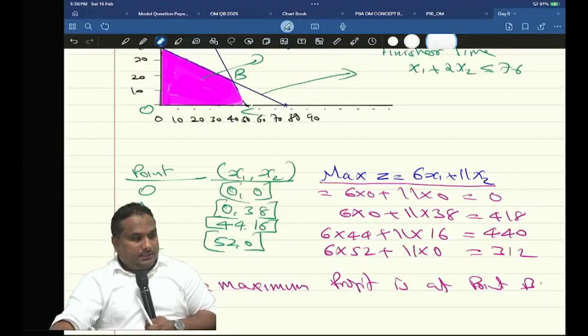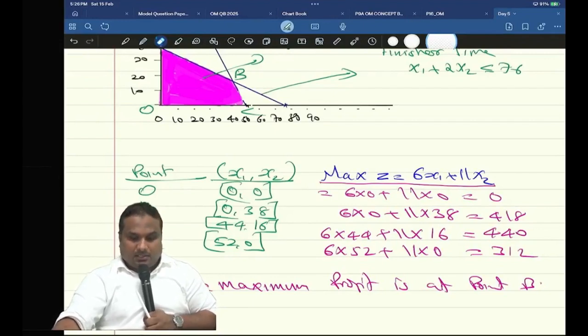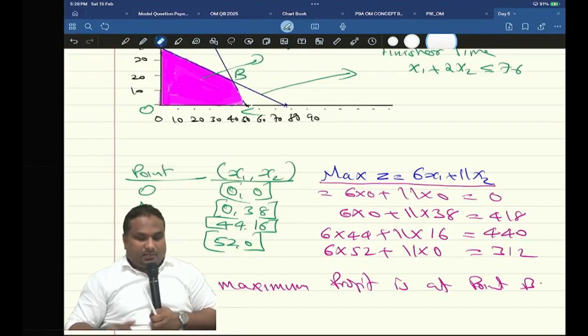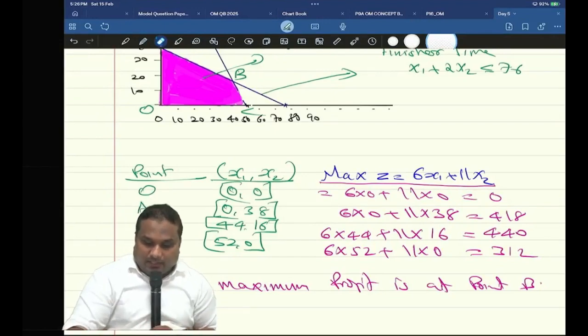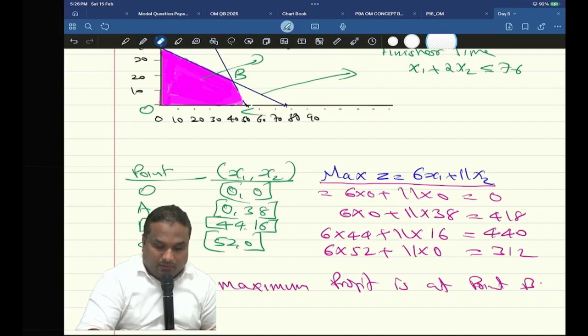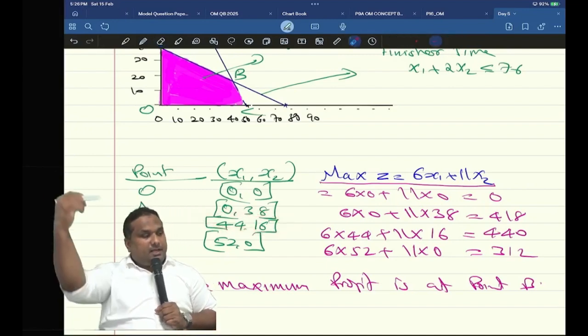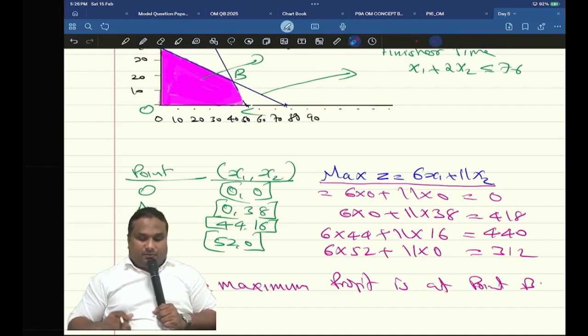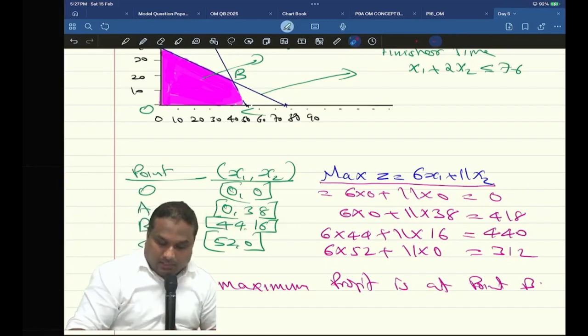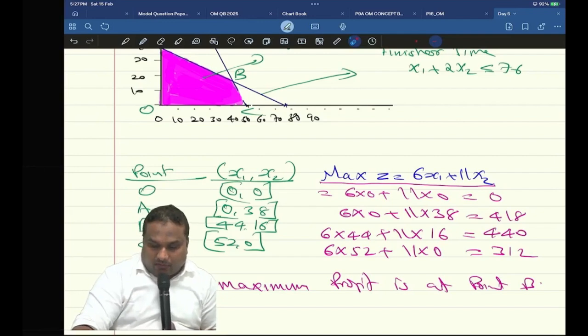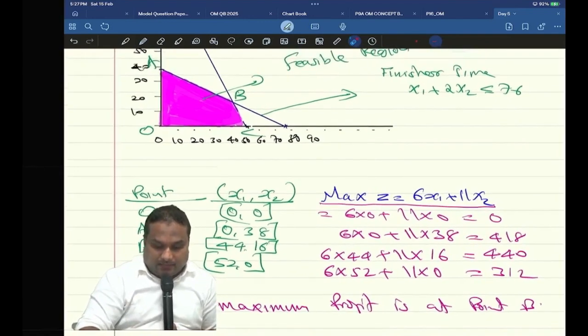So the maximum profit is at point B, where we need to make 44 units of lamp A and 16 units of lamp B. That is what we have to make. Now, how did we get 44 and 16 in the graph? There is a way to find out.